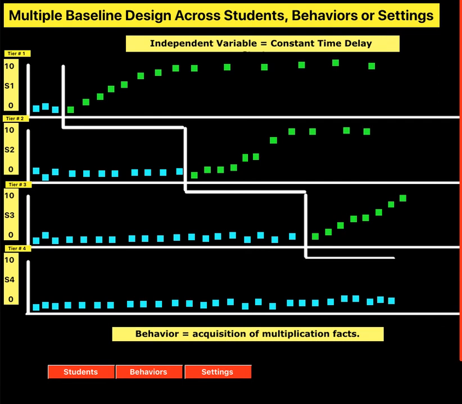And lo and behold, we've intervened in tier 3. The data moved in a therapeutic direction. It reached competency. We took probe information in tier 1 and in tier 2, and both students remained at 100% competency. We did not intervene in tier 4, and therefore, the baseline remained stable. So now we can intervene in tier 4.